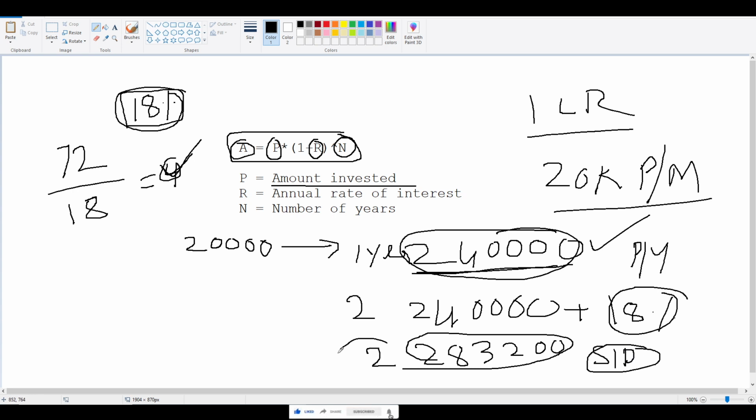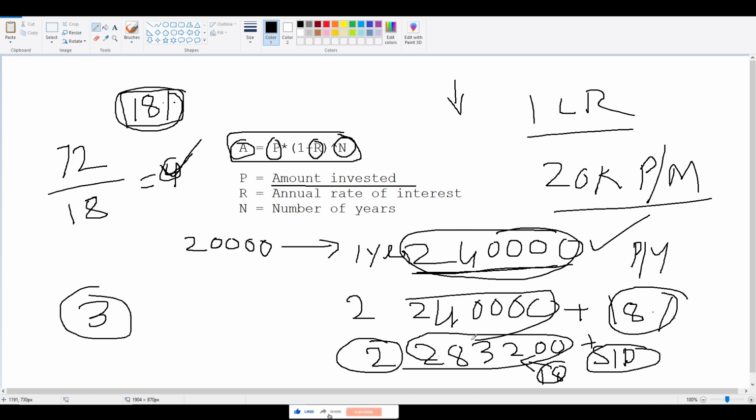Similarly, in the third year, how much do we have to invest? 2,83,000 plus 18% of this amount. So if we keep on investing like that for 10 years, the initial amount is 2.4 lakh, next year 2.8 lakh, next year 3.2 lakh, something like that, increasing by 18% every year.